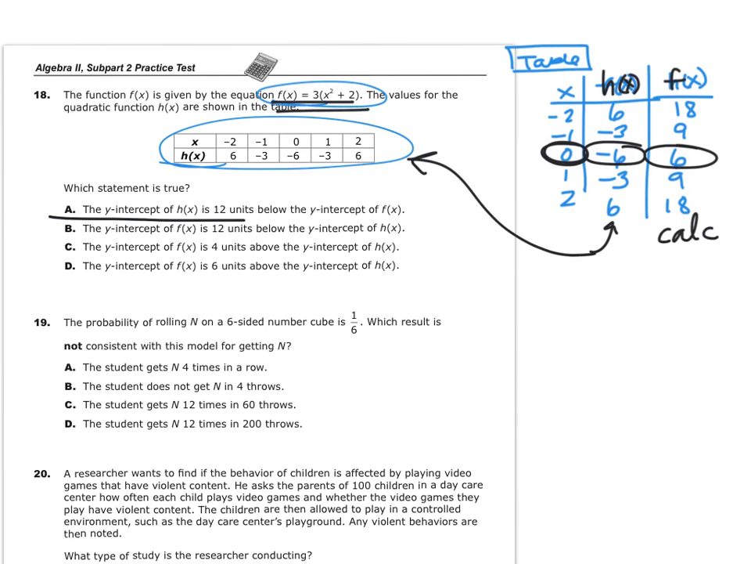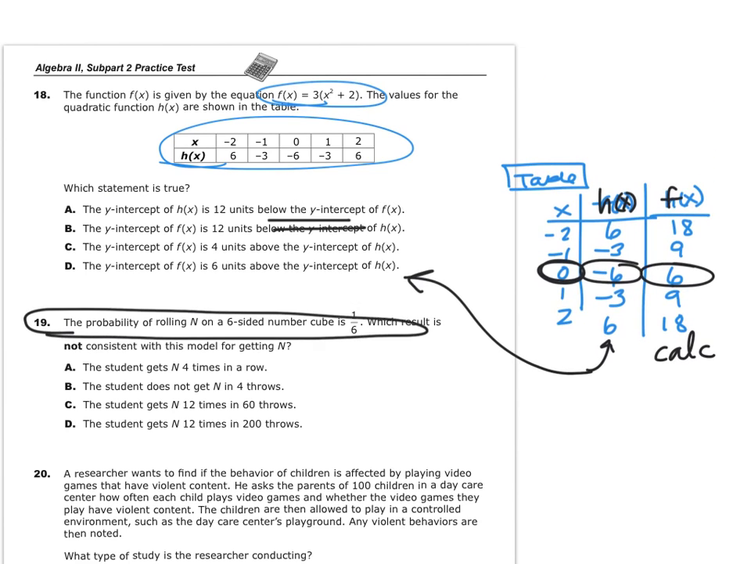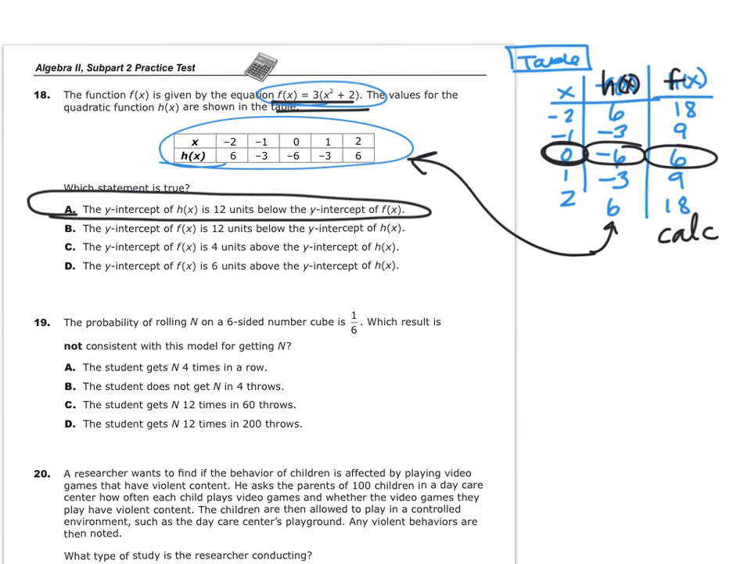The correct and true answer here is A. You can pause and take a second to read through those, but h of x is 12 units below f of x for the y-intercept. You could also have accomplished this by graphing and then looking at the two graphs where they're going to hit the y-axis and just compared them that way. So that would have been another option.